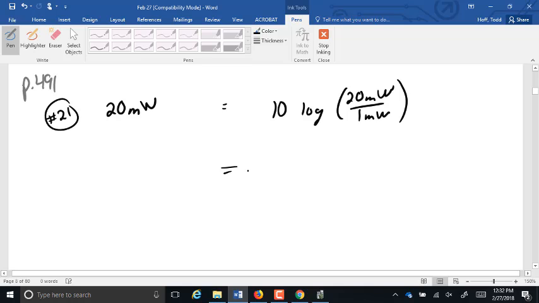So log base 10, what is that, 1.3? So that's going to be 13.01 dB.